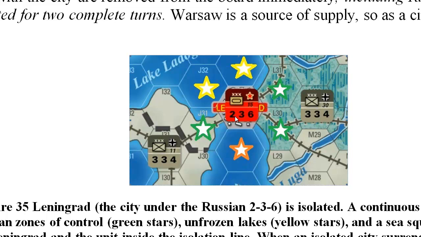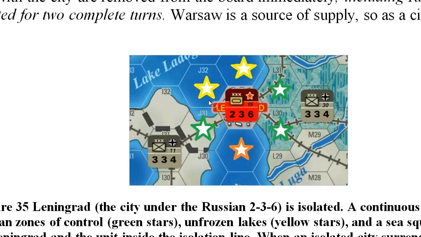And when it surrenders, it takes with it all of the Russian units that were inside the line of isolation, these colored stars. In particular, it takes with it any Russian units that were inside the line of isolation for fewer than two turns. This sounds as though there would be some very cute exploits for the German player, but these are very hard to arrange. I've really never seen them done.